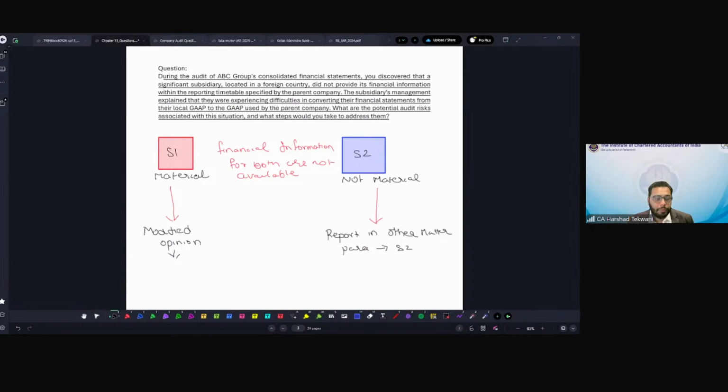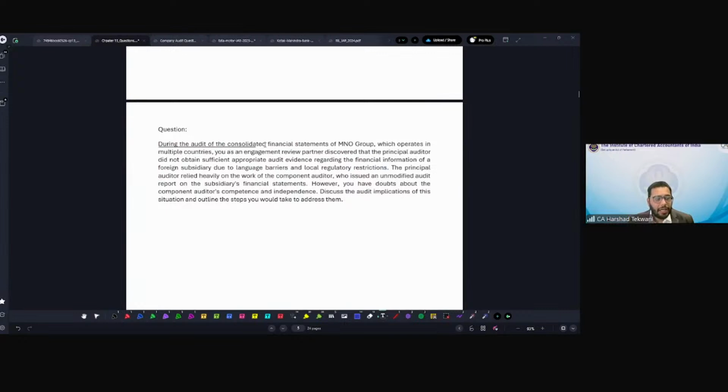Let's see one more question. During the audit of the consolidated financial statements of MNO Group, which operates in multiple countries, the principal auditor relied heavily on the work of the component auditor. However, you have doubts about the component auditor's competency and independence. Discuss the audit implications of this situation and outline the steps that you would take to address them. What will you do in this scenario?